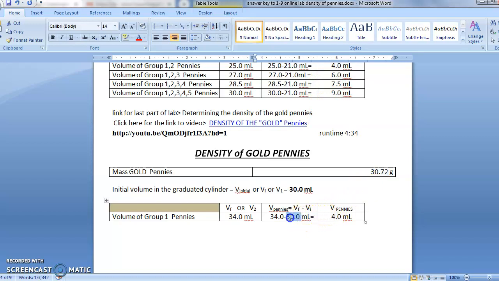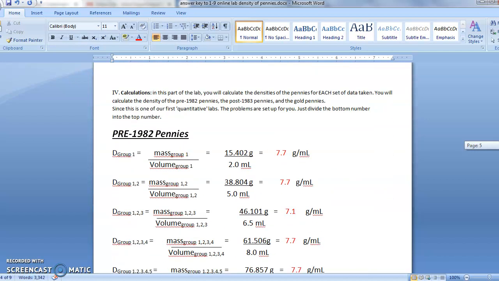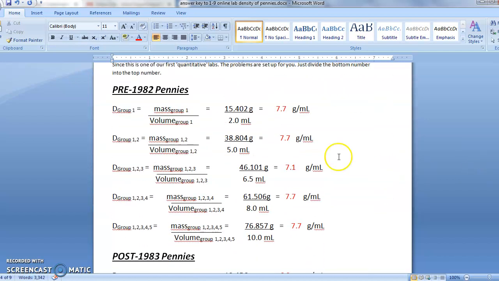In the graduated cylinder, I started with 30 milliliters. When I dropped those pennies in, the volume went up to about 34. The water was pushed up from 30 to 34, so the volume of those pennies was 4. So that is the data that we collected. Now we were asked to do some calculations. They wanted us to calculate the density of the pennies that were pre-1982.